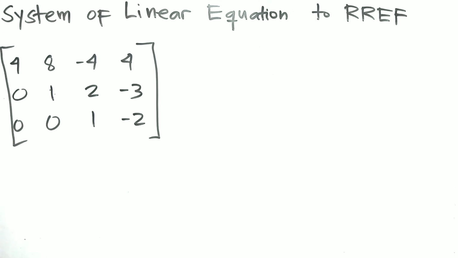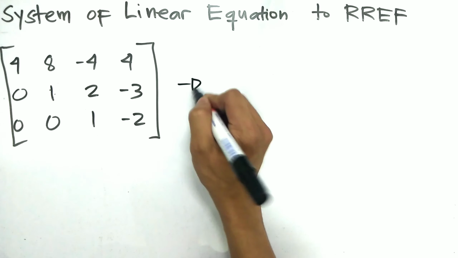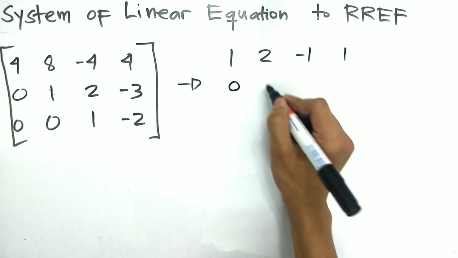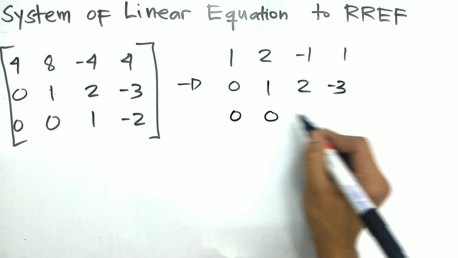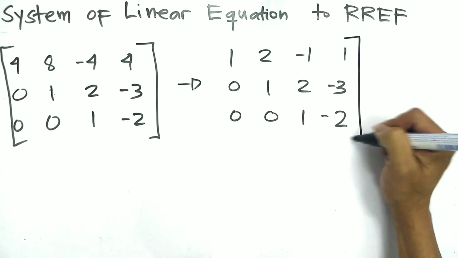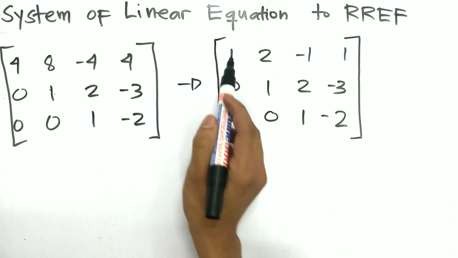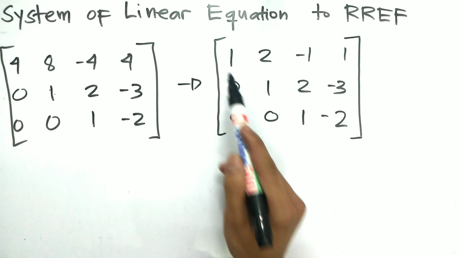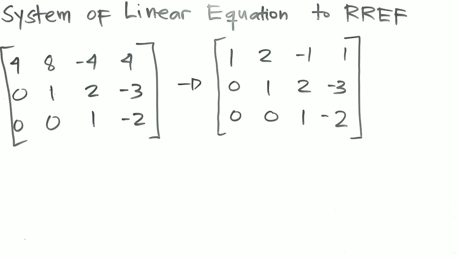or row echelon form. We still need to transform the first row so that its leading entry would be 1. We will multiply it by positive 1/4. So this would be equal to 1, positive 2, negative 1, and 1. 0, 1, 2, negative 3, 0, 0, 1, and negative 2. So we now have our row echelon form because the leading entries are all 1 and the succeeding entries move to the right of the previous rows. So this is our row echelon form.